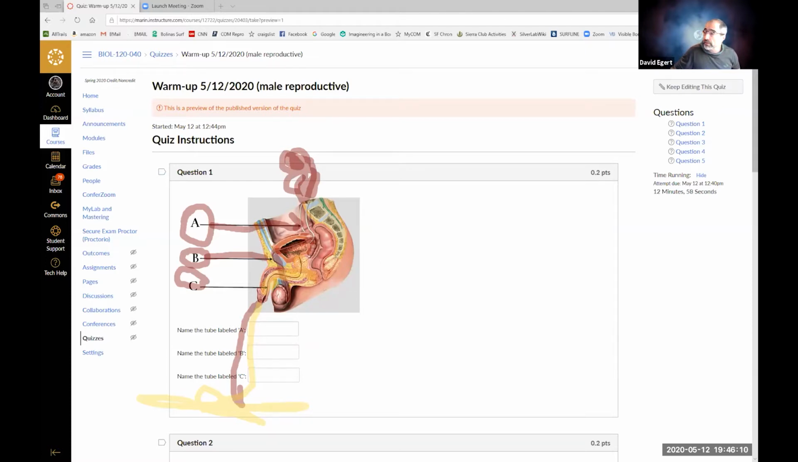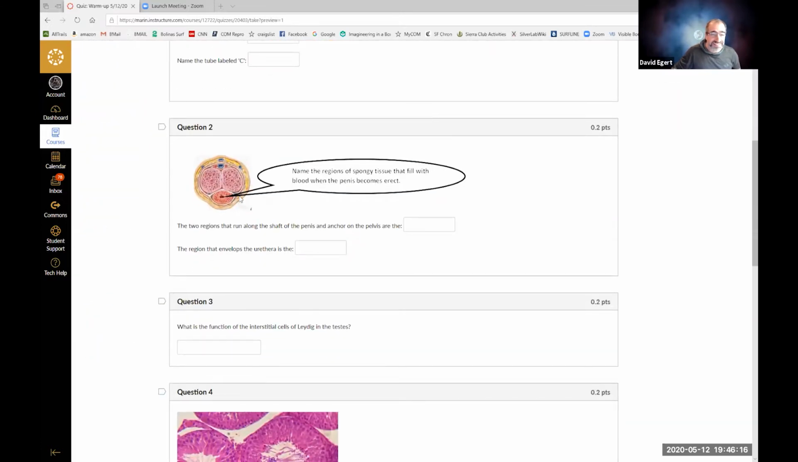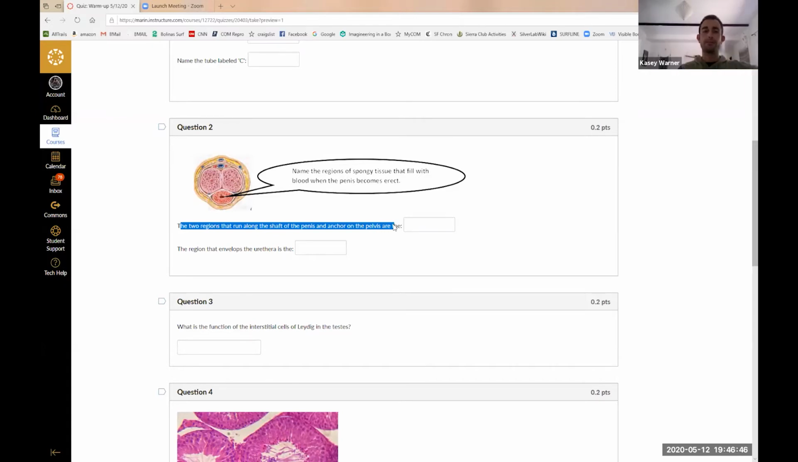All right, let's clear those and continue to the next. And this little dude is, so it says the two regions that, so the spongy tissue, and we're going to see the spongy tissue in the female today as well, except instead of engorging the penis, you're going to have the clitoris becoming erect. But we're still going to have the two regions of spongy tissue that run along the shaft of the penis and anchor on the pelvis are corpus cavernosum, or plural would be corpus cavernosa.